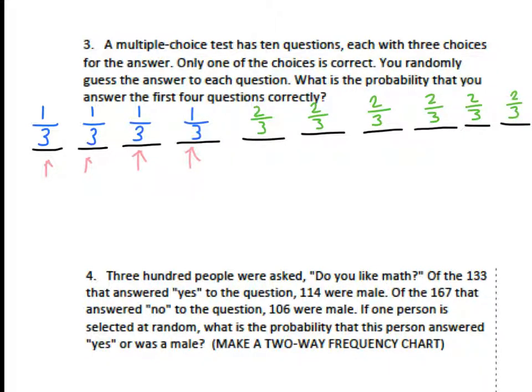So when we simplify that, you get 1 times 1 times 1 times 1 times 2 times 2 times 2 times 2 times 2 times 2, which is 64, out of 3 to the 10th power, which is 59,049. And when you simplify that, you get 0.001.